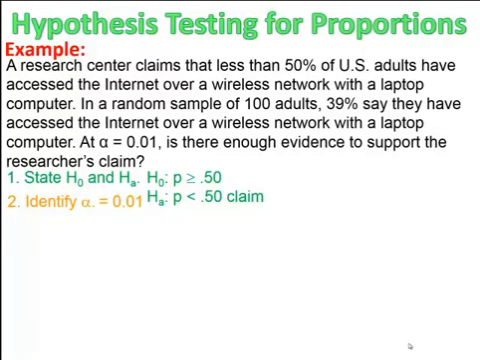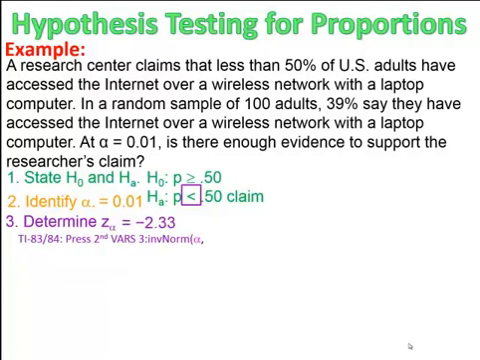With this information, I can find my critical value. Remember, the critical value is based on alpha and based on the alternative statement. Because it is a left-tailed test, I'm just going to enter in alpha into the calculator, and I'm going to find my critical value. So my critical value in this example is negative 2.33.